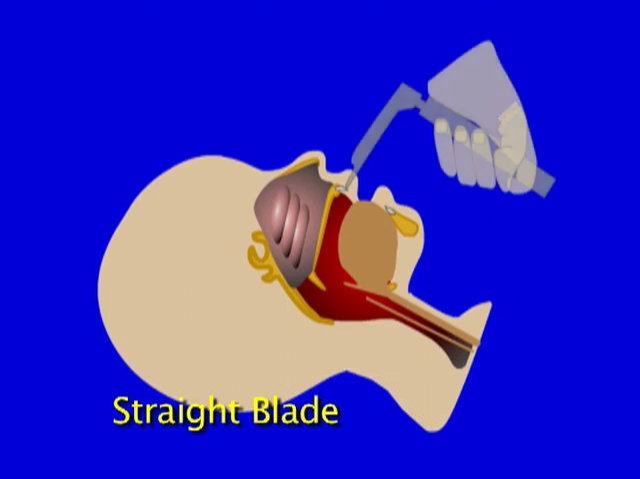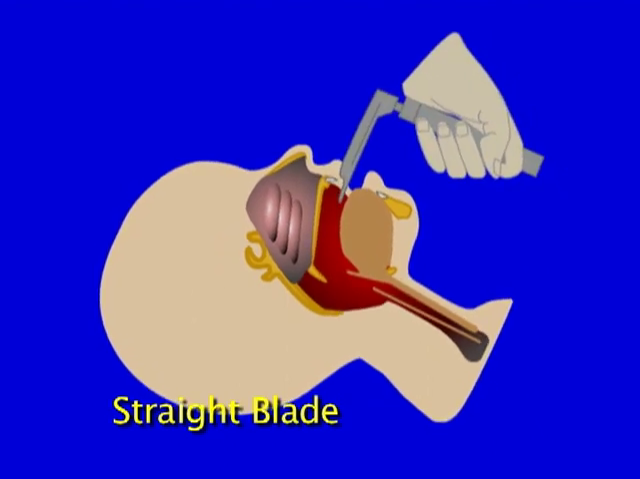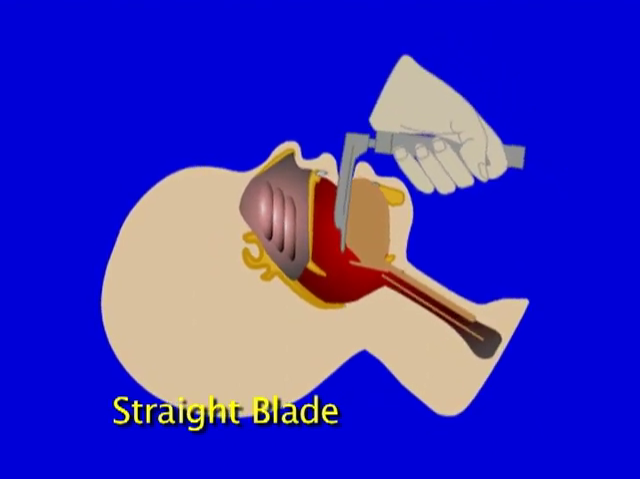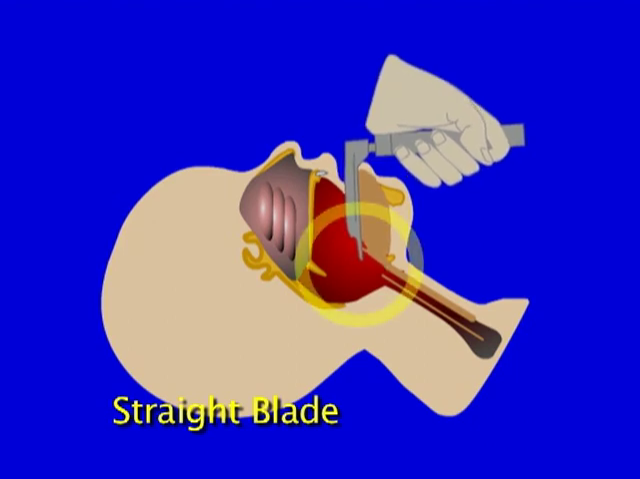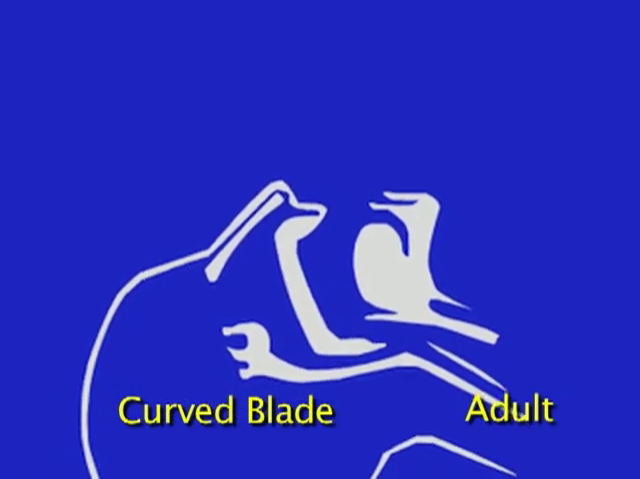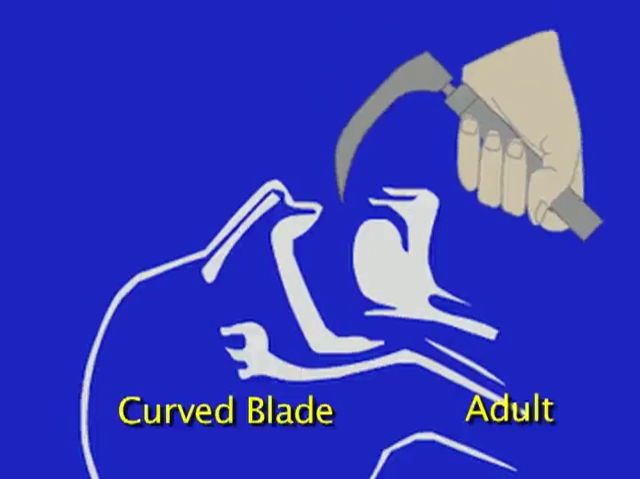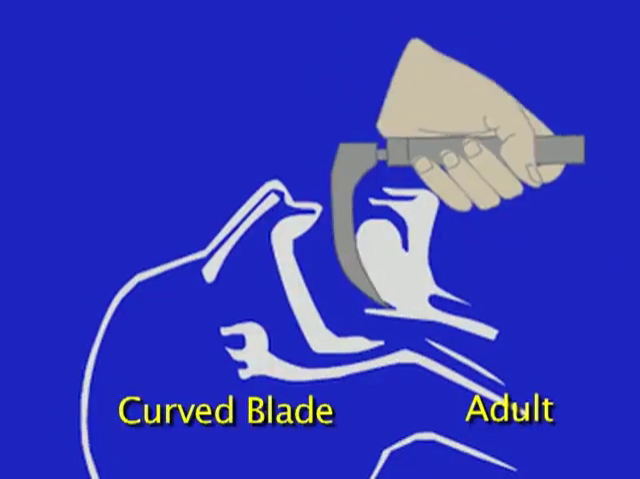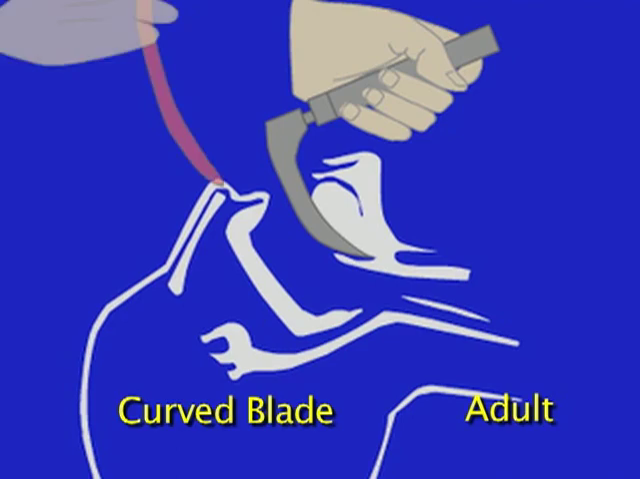It's easier to use a straight blade in children because the larynx is located much higher in the neck than in an adult. A straight blade lifts the epiglottis to allow a clear view of the vocal cords. A curved blade, like a MAC, is designed to fit into the vallecula and displace the soft tissue forward to provide a view of the larynx.